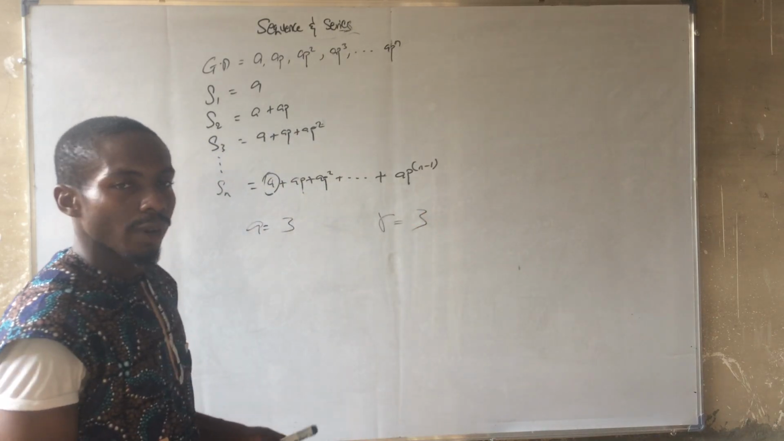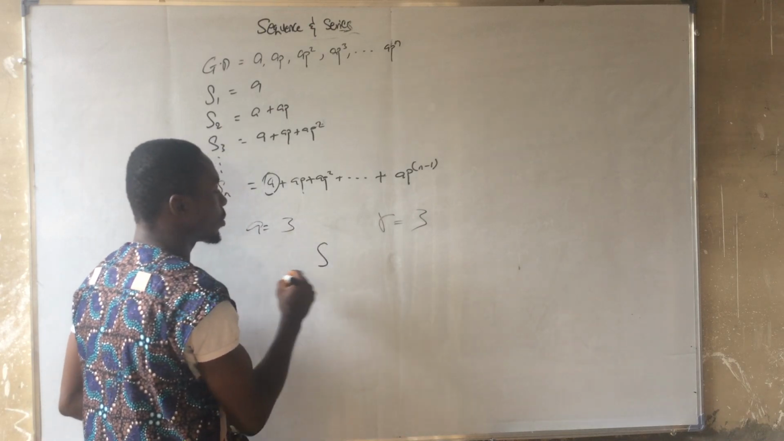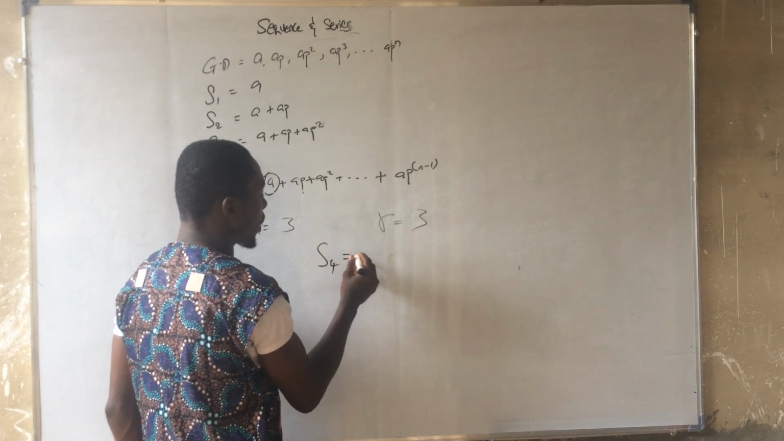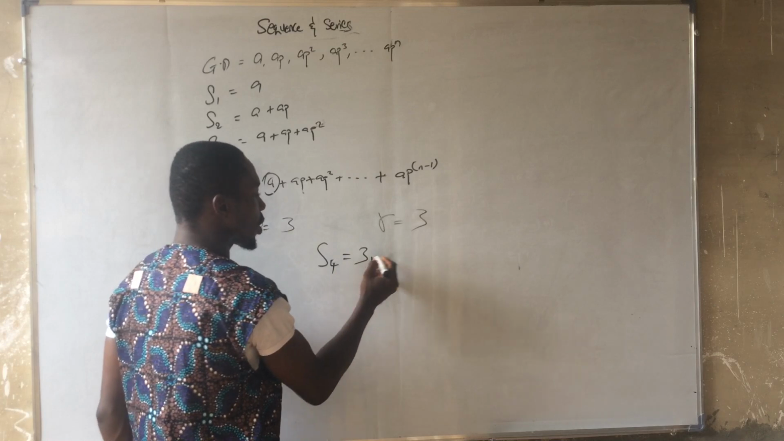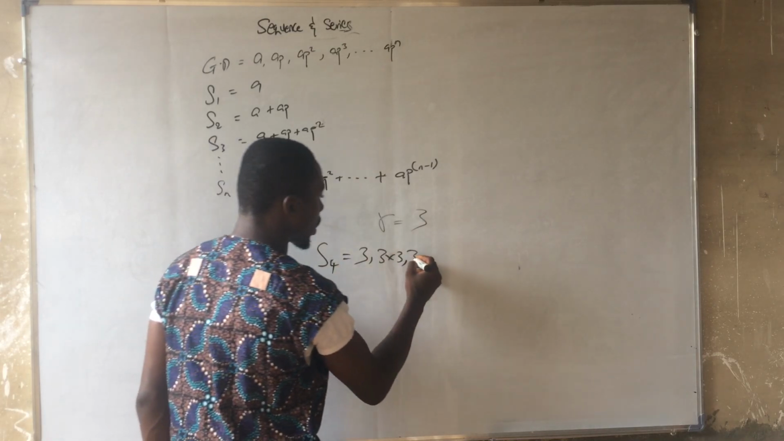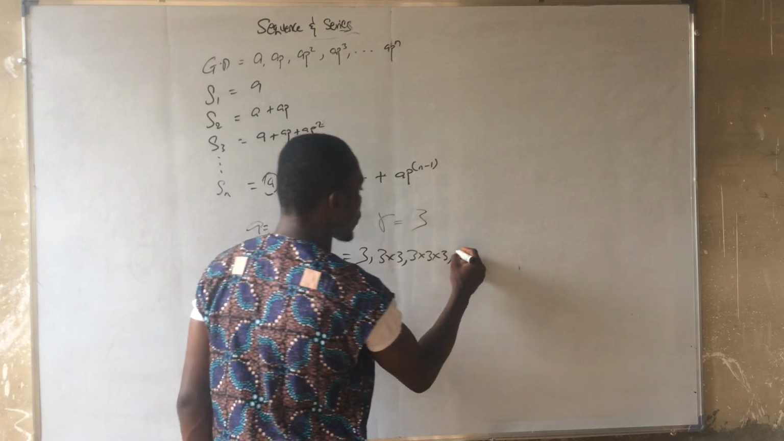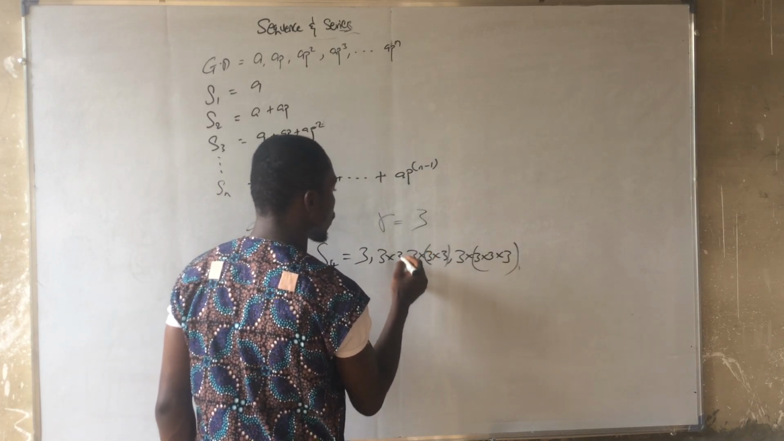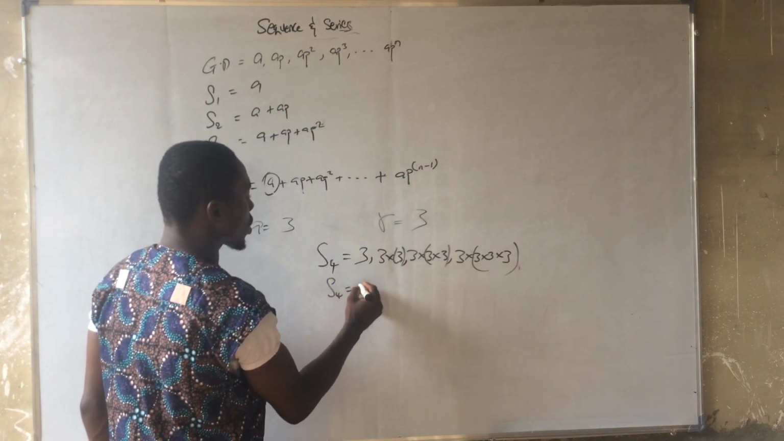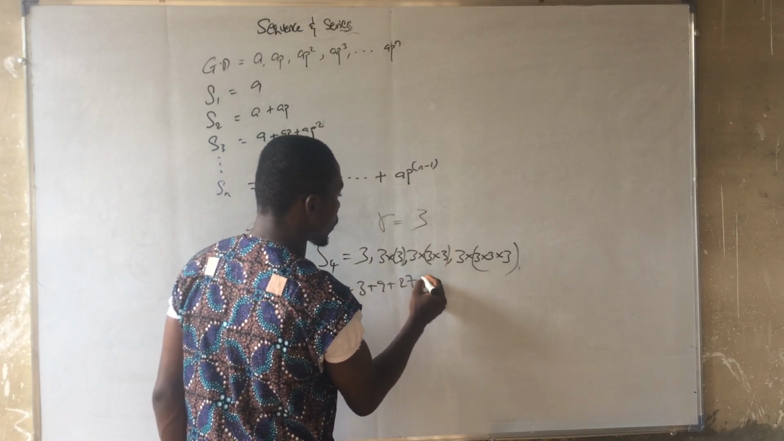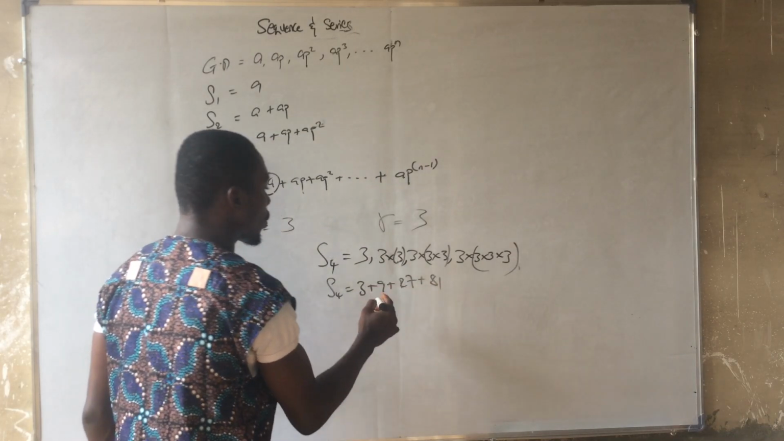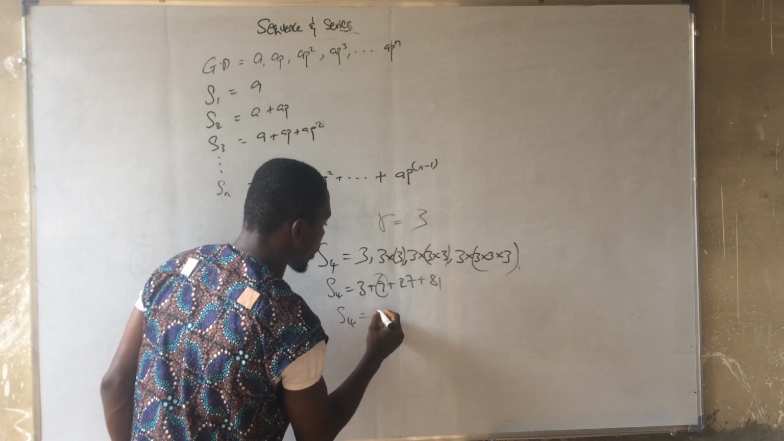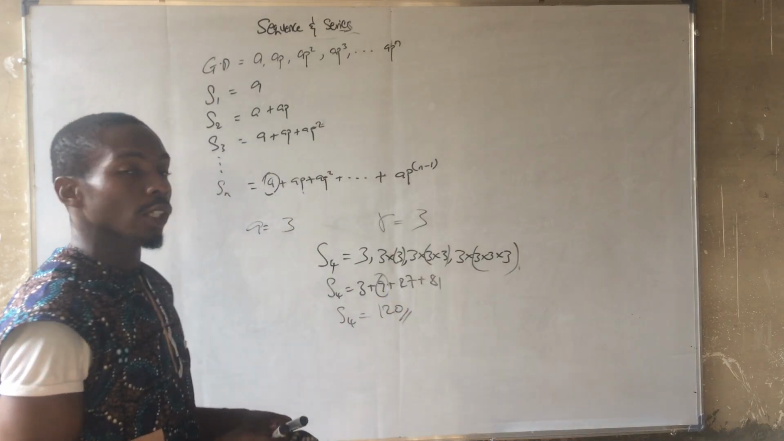And we are asked to find the sum of the first 4 terms. Since we know that the first term is 3, the second term is going to be 3 times 3, the third term is going to be 3 times 3 times 3, the next one is going to be 3 times 3 times 3 times 3. So now S4 is going to be 3 plus 9 plus 27 plus 81. This is 120. Now this one is pretty easy, right?